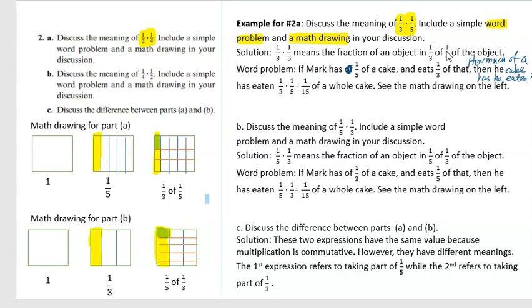So let's look at the drawing here. We use a square to represent the cake. First, we're going to take 1/5 of the cake, so we divide the cake vertically into 5 equal parts. I highlighted the first part here. That's 1/5, the yellow part right here. Then we are going to take 1/3 of the yellow piece, not the entire cake.